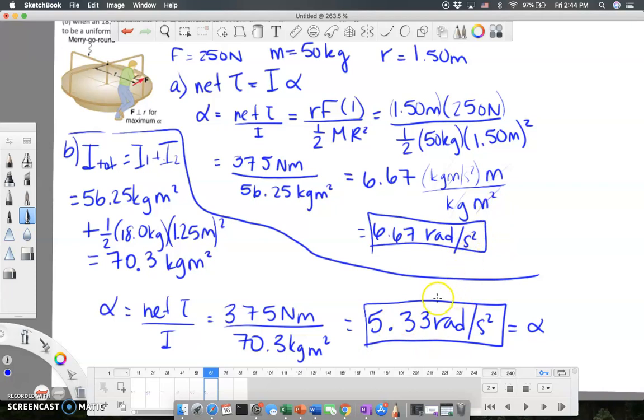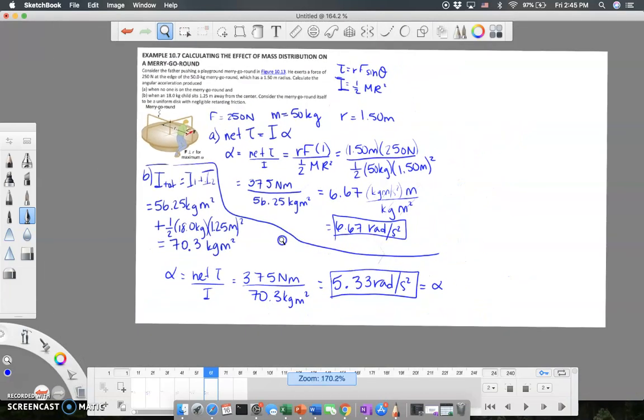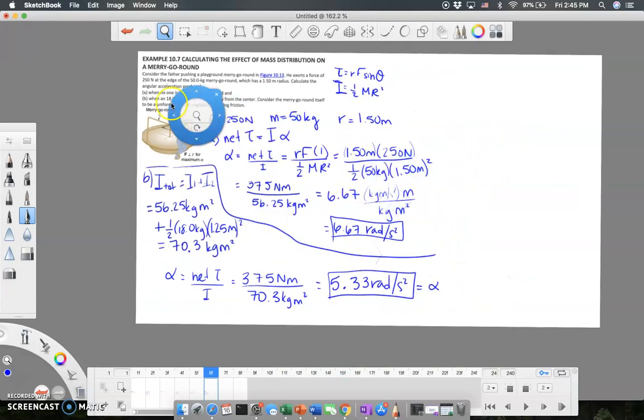Okay, so notice the difference here. These values are different. The first one has a higher acceleration than the second one, and that makes sense because there is more inertia on the second one. So that is example 10.7.